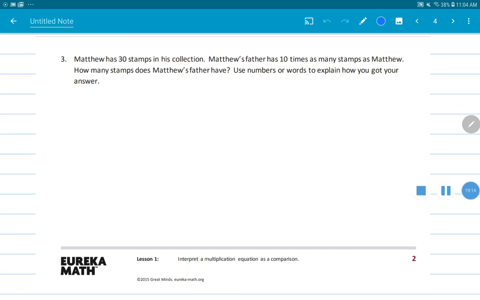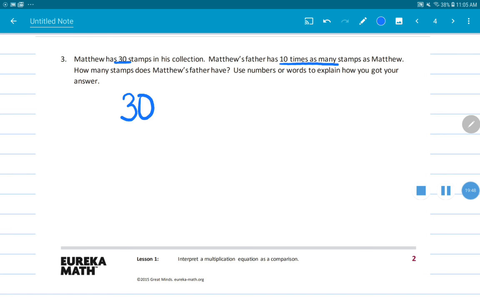Very good. All right, very quickly, let's look at number 3. Matthew has 30 stamps in his collection. Matthew's father has 10 times as many stamps as Matthew. How many stamps does Matthew's father have? Use numbers or words to explain how you got your answer. How many stamps does the problem tell us that Matthew has? 30. So Matthew has 30, and his father has 10 times as many.